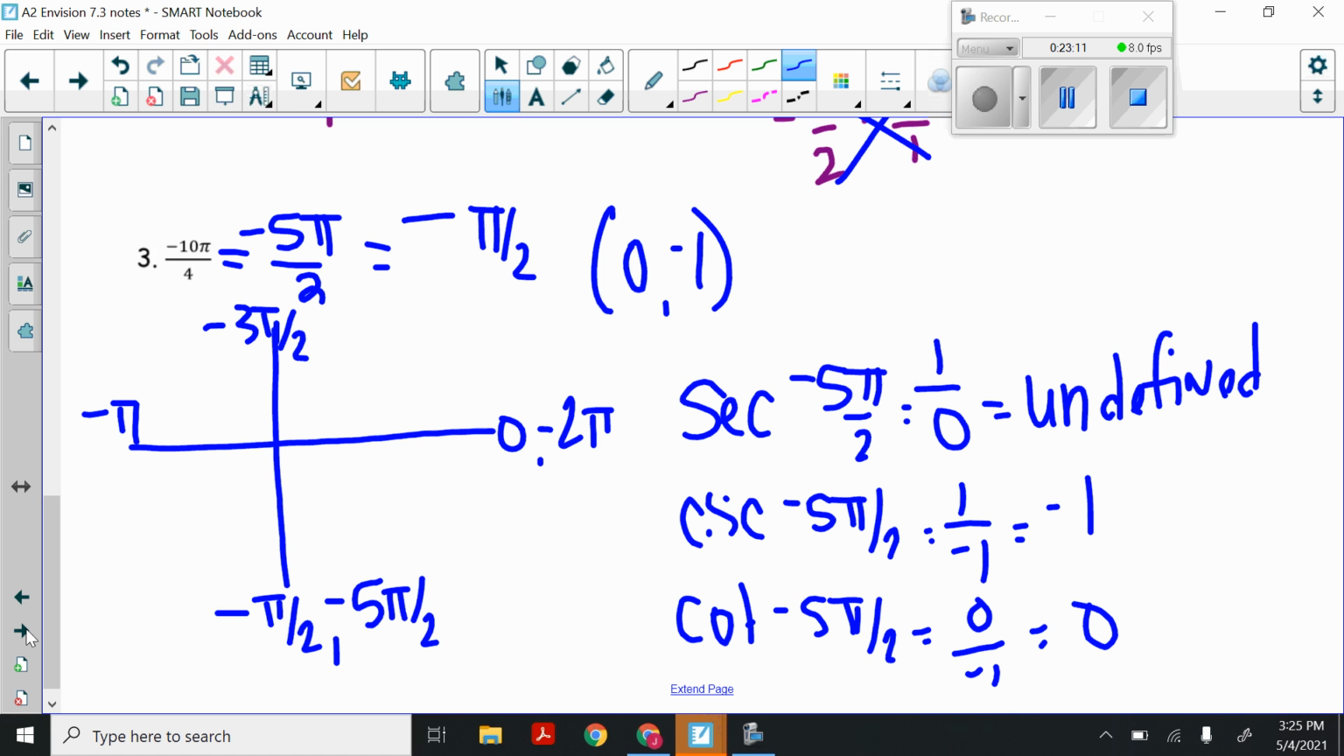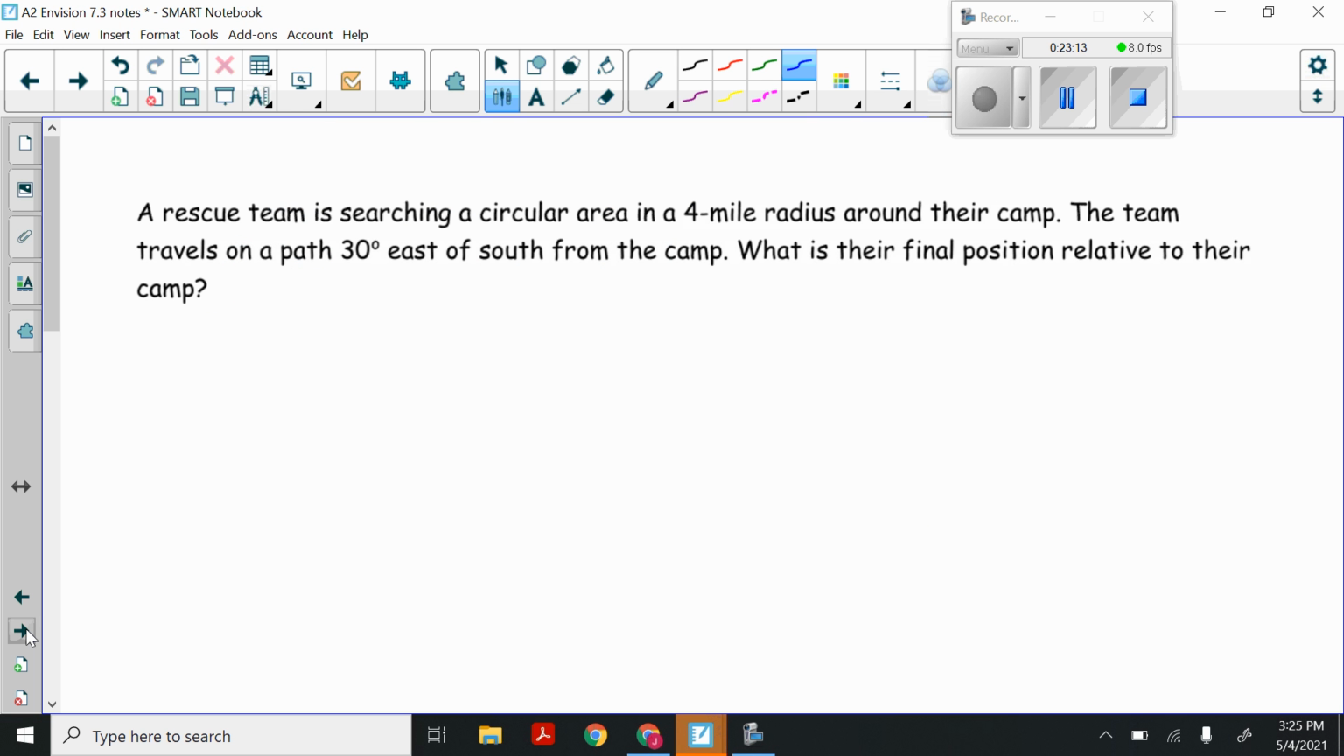All right, last page. So now we're going to use this to solve some word problems. It tells me a rescue team is searching a circular area in a 4-mile radius around their camp. The team travels on a path 30 degrees east of south from the camp. What is their final position relative to their camp?